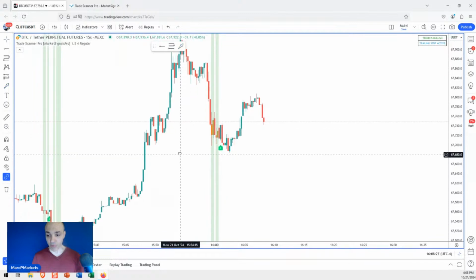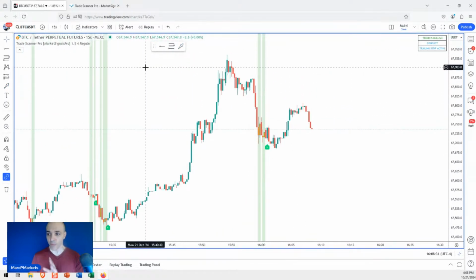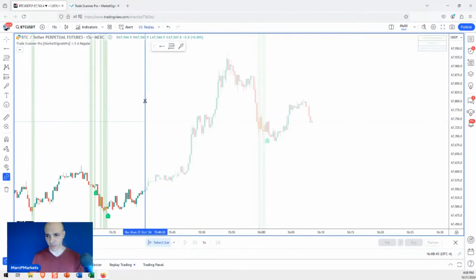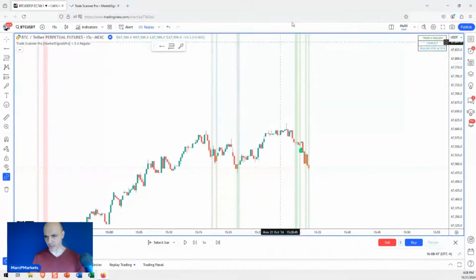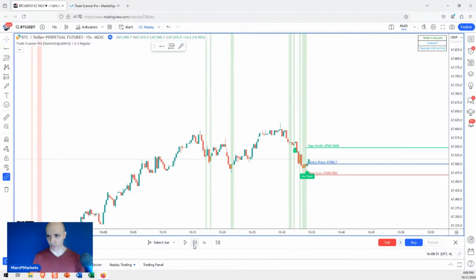But this move here, if I play this back, let's just go back for a minute. By the way, you can only do replays on the free version of TradingView on the daily time frame. In order to do smaller time frames, you have to have a premium version of TradingView. So let's just do that real quick. Okay, I want to do a replay on the 15-second chart, so you guys can see how that signal played out.